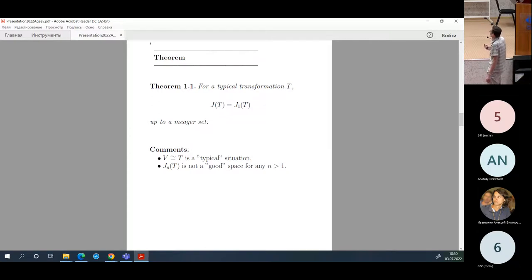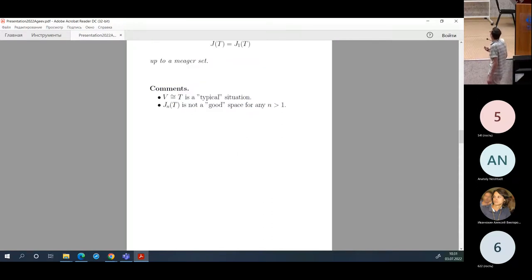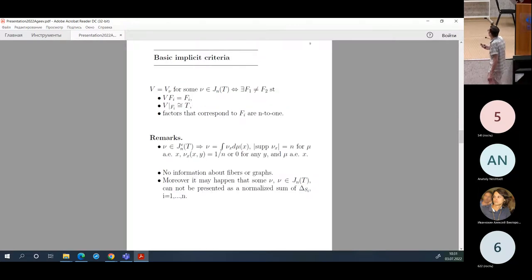Typically, the set of joinings, so the invariant measures, consists mainly of measures sitting on one graph. So in the typical situation, V is isomorphic to T because of the first remark we made before. And J sub N is not a good space because it's an exceptional subset of joinings. And if we are interested in realization of a dynamical system like V, it's a more or less interesting object, as I said, because of spectral invariants and others. So it's an implicit criterion to understand, if you take some dynamical system, whether it can be like V for some T cross T and some nu. It's a question of realizing it in this subset.